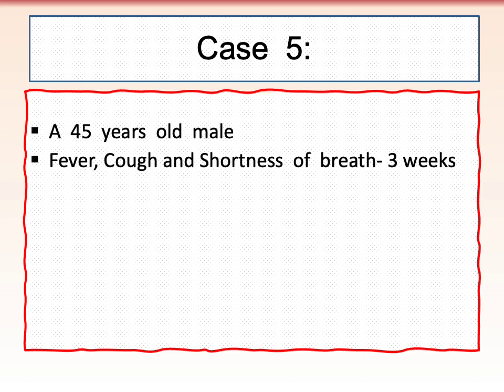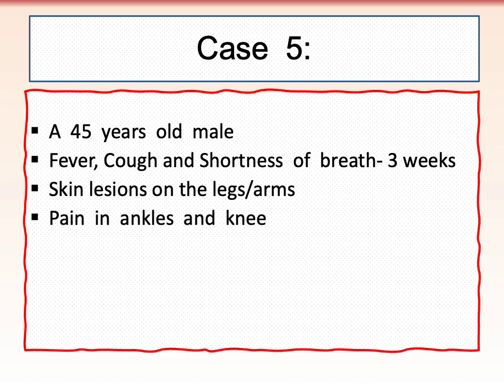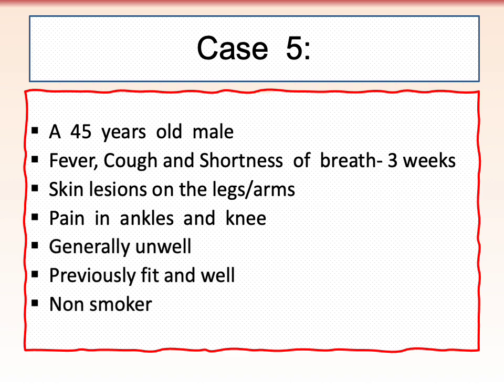Now we will move to our fifth case, a 45-year-old gentleman who was previously fit and well, presented with fever, cough, shortness of breath. On further inquiry, he was having some skin lesion on his arm and legs with joint pain and swelling in the ankle and knee joints. He was generally unwell. He was non-smoker.